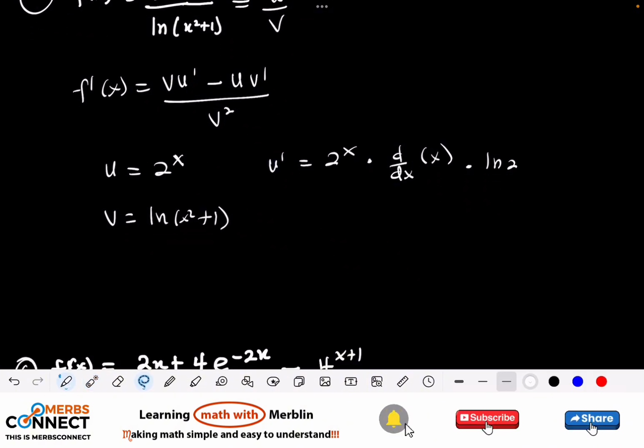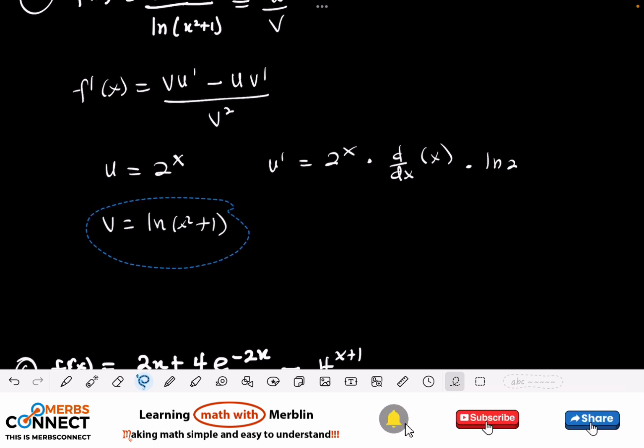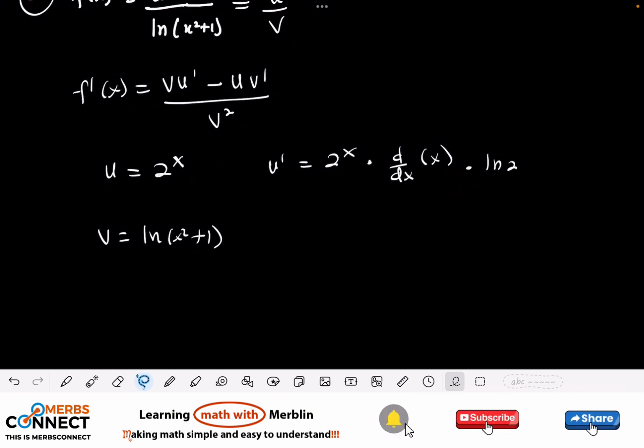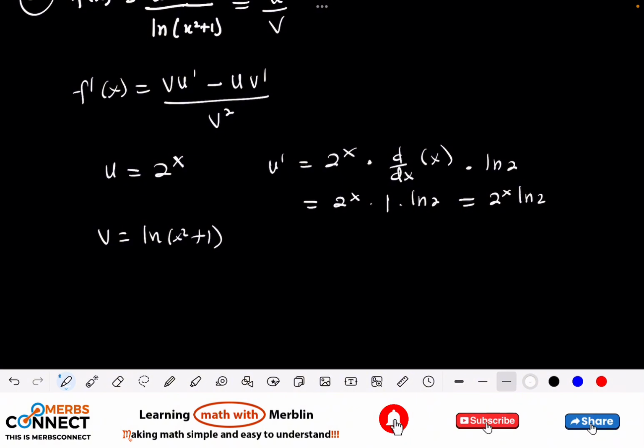So when I simplify this, I move this one down. When I simplify this, I'm going to have 2 to the power x times 1 times ln 2. This one, you don't need to punch it on the calculator to get what ln 2 is. Just leave it like that.